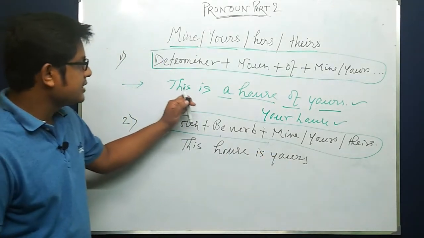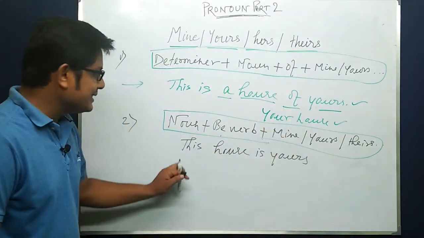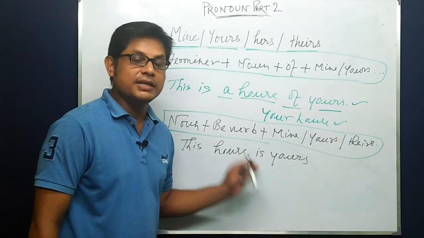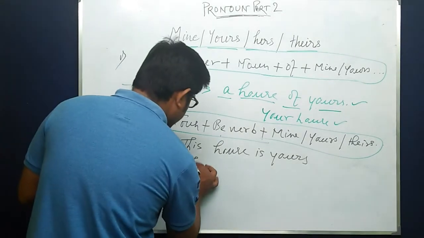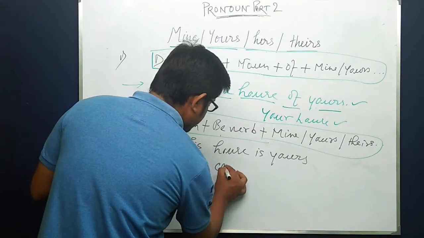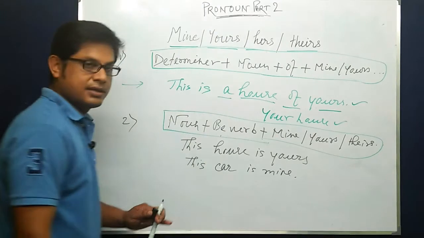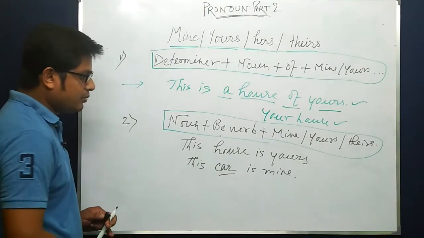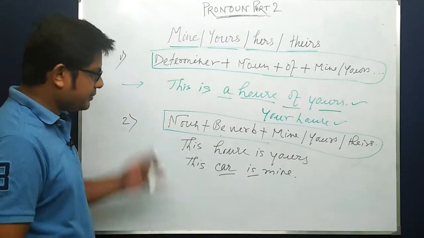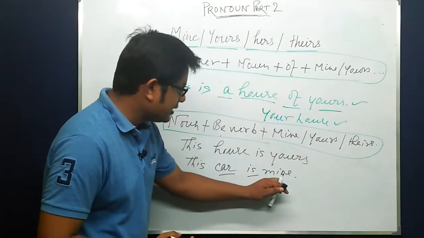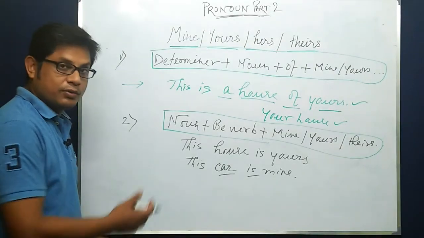Now look at this sentence. This is a house of yours. I have used of in between, and again this house is yours. Again this sentence means the same. So this house is yours, or you can write this car is mine. Clear? So this is a noun, and then I have used a be verb. It could be any tense. You can write in present tense or in past tense. Then mine, that means any of these pronouns. This is another way of writing.